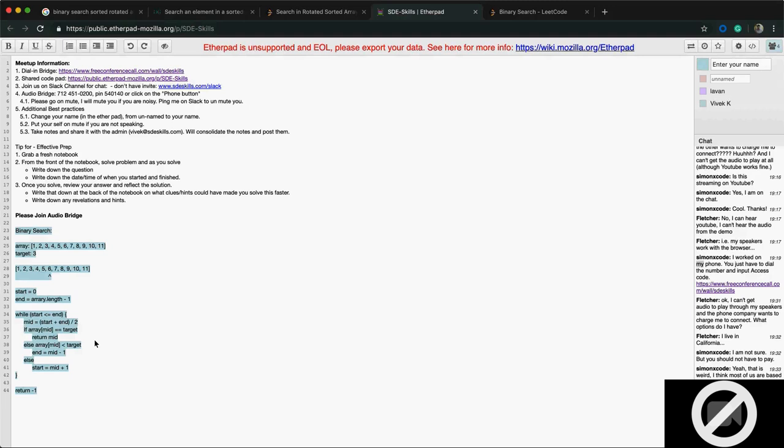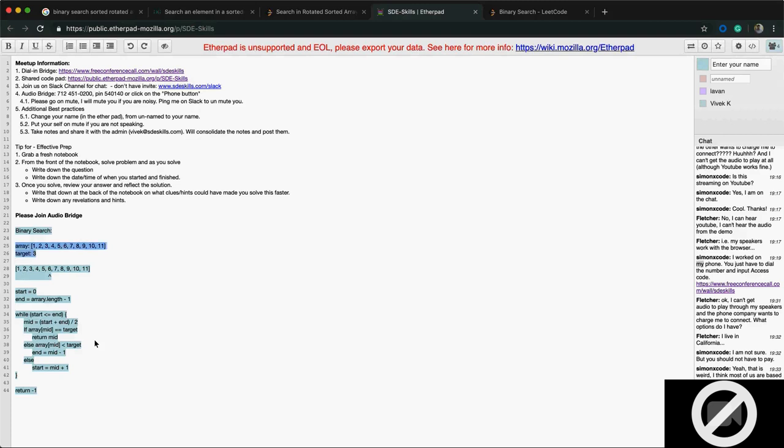Does anyone see any issue with this solution? It's pretty simple. Binary search, we do a lot, and there are a lot of problems that we can solve using binary search. Vivek, do you see any issue with the solution? No, seems okay.